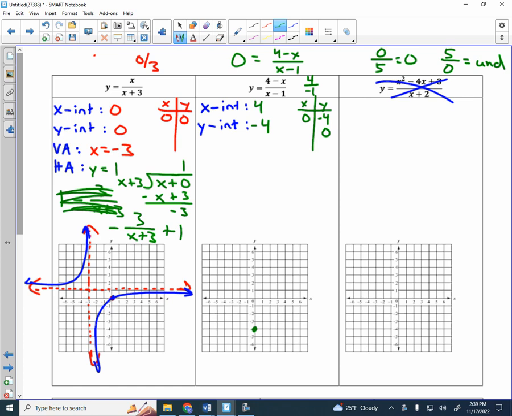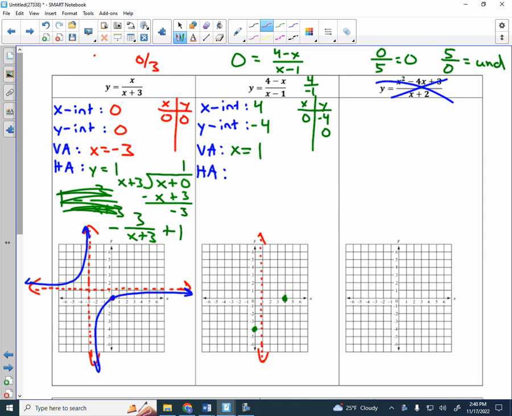So I plot 4. I have a vertical asymptote and I have a horizontal asymptote. Does anybody know what the vertical asymptote will be? Wherever it's undefined, so x equals 1. So it's going to go through x equals 1 right here.